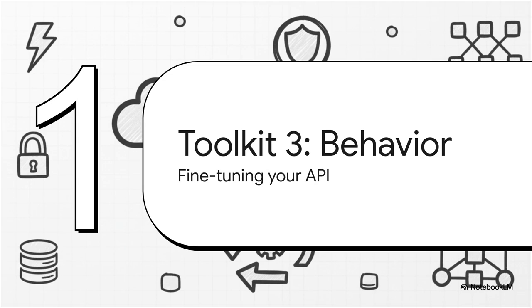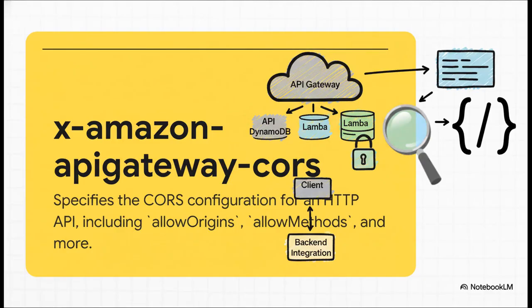All right, on to our final toolkit. This one covers all the finishing touches. These are the extensions that handle those cross-cutting concerns and let you really fine-tune the behavior of your entire API Gateway deployment. You know, anyone who's ever had to manually configure CORS knows what a pain it is. Setting up that separate OPTIONS method just for preflight requests? Ugh. Well, for HTTP APIs, this x-amazon-apigateway-cors object is a total lifesaver. You can define your entire CORS policy, allowed origins, methods, headers, the whole shebang, in this one clean object right at the top of your OpenAPI file.